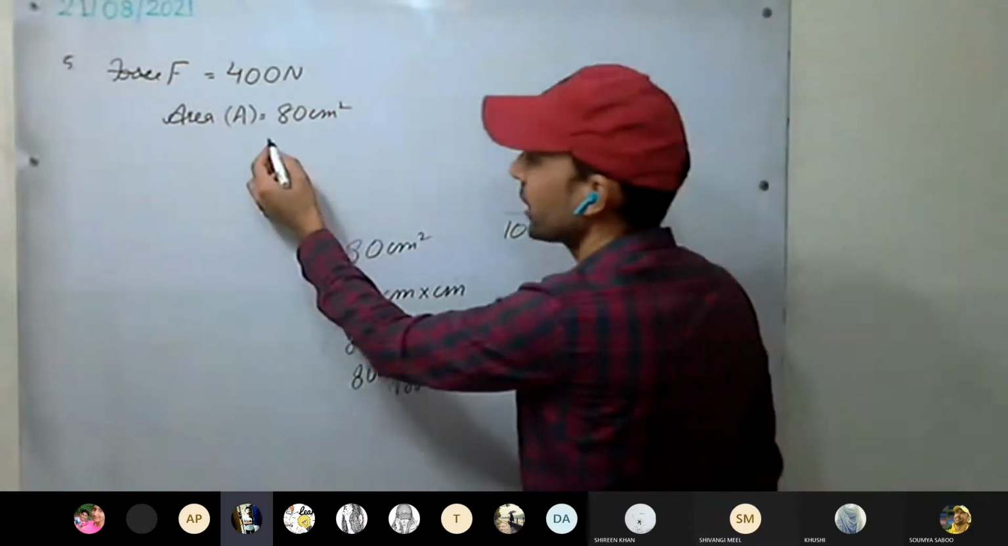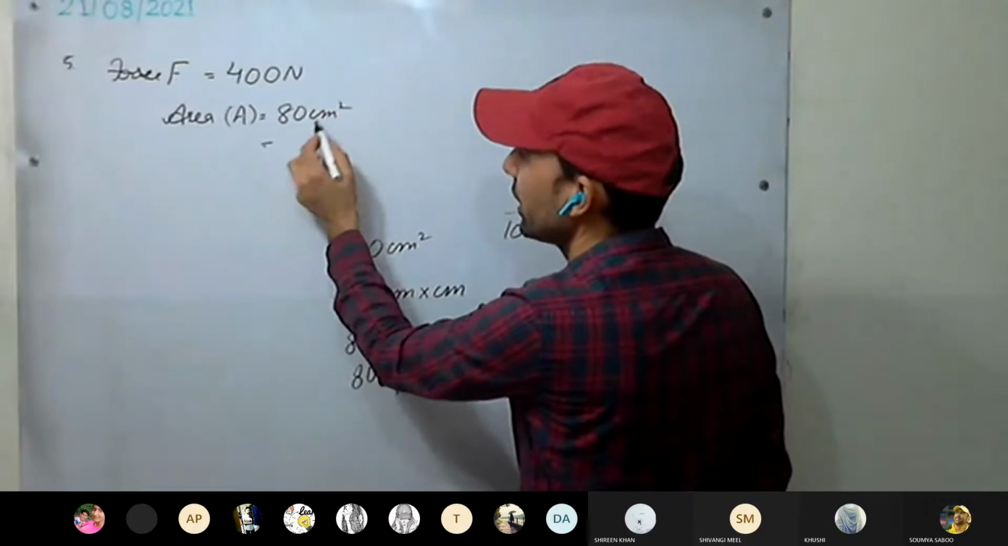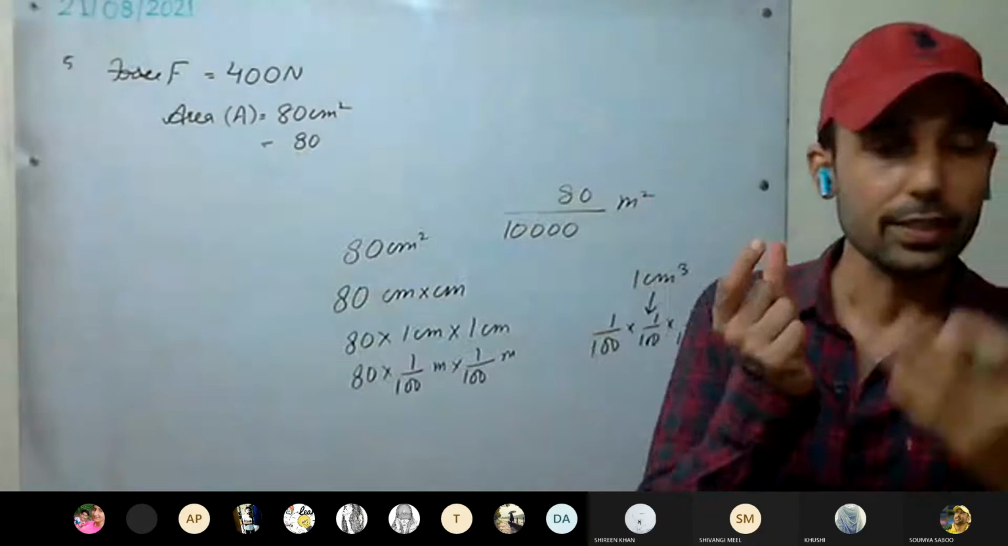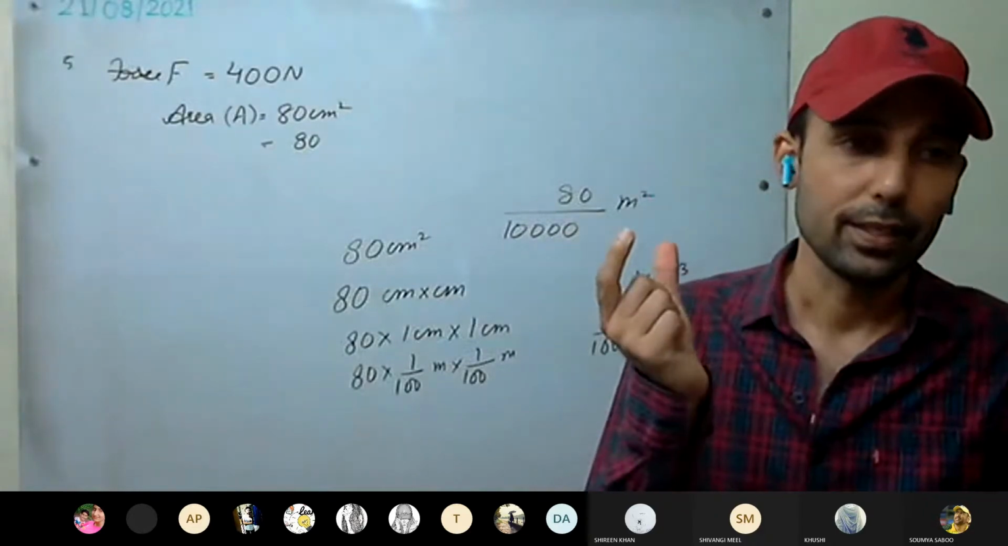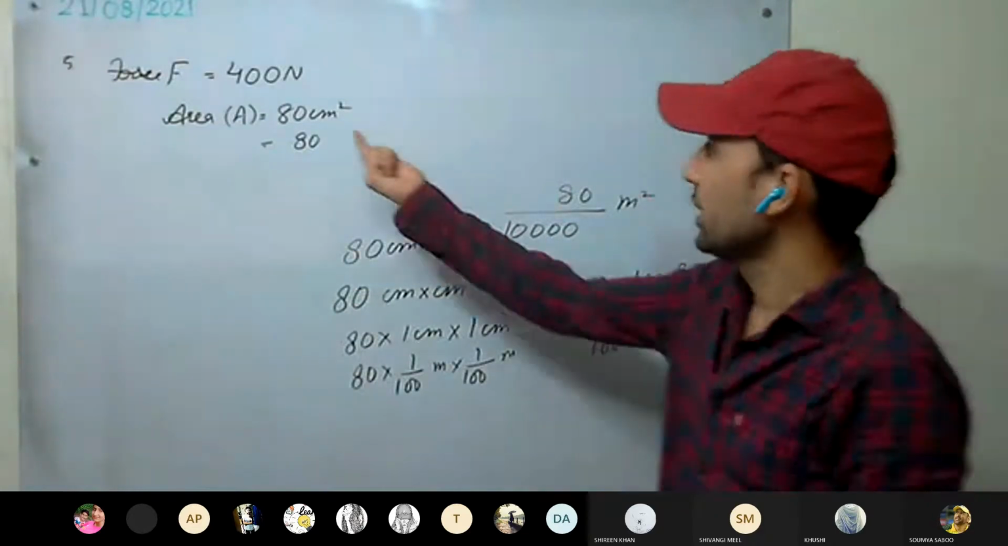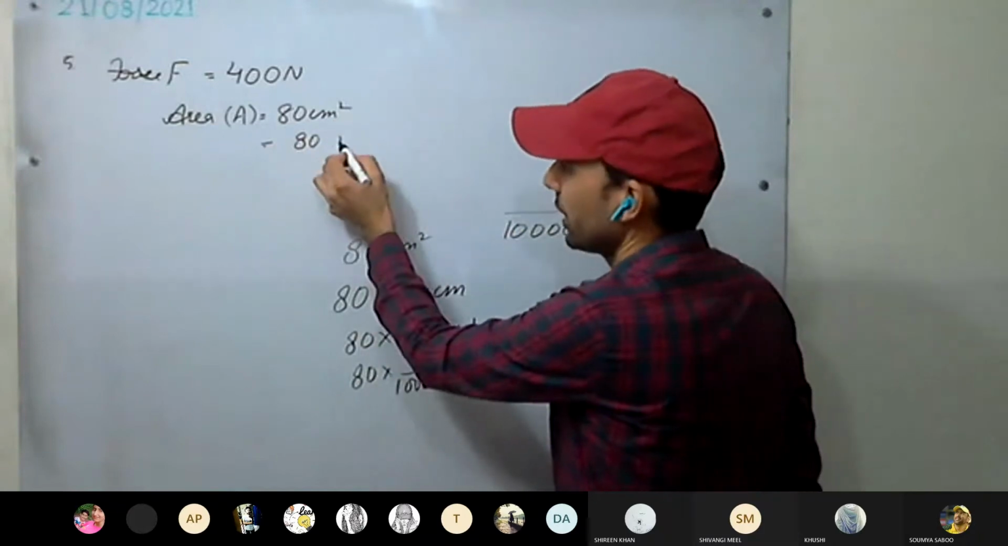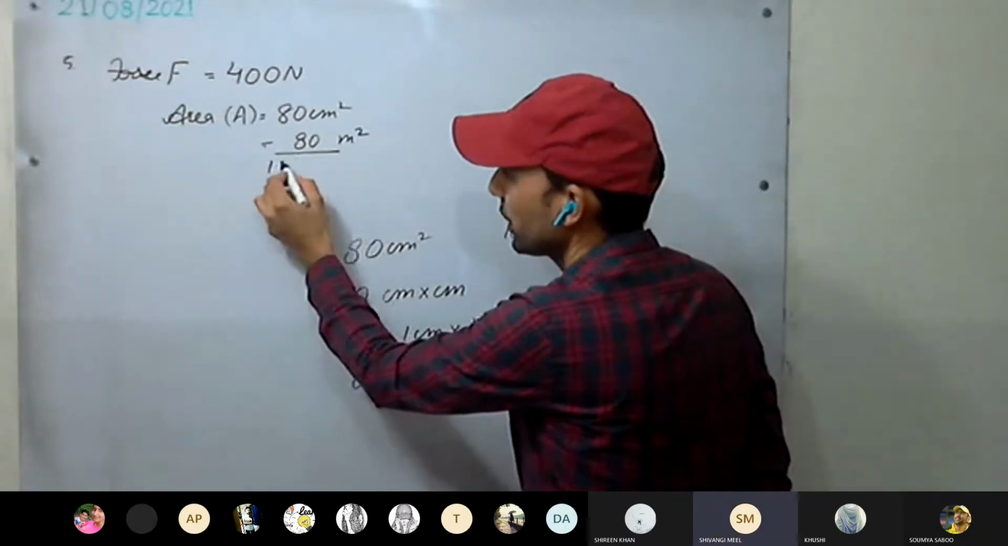Yes, sir. Area, how to convert? It means 8 centimeter, each centimeter we have to convert. It is the 1 centimeter. It means 80 times 1 centimeter cube. Now meter cube we have to do. It means centimeter square. Centimeter square we have to convert into meter square. 80 meter square. How many zeros will we divide?